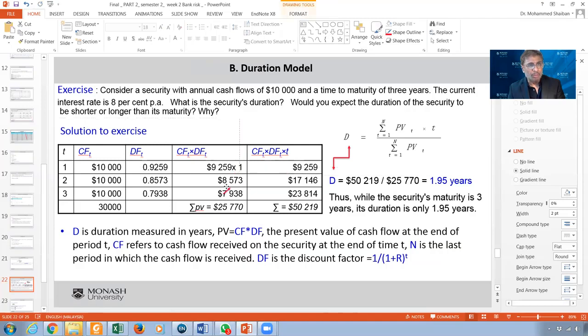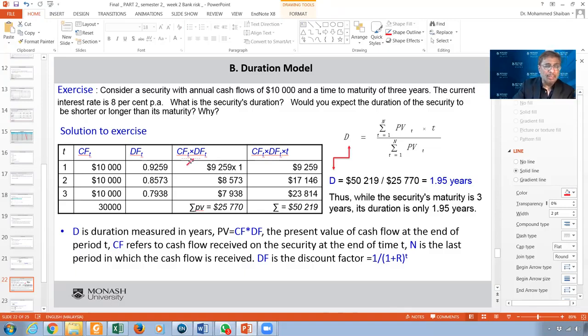So 9, 2, this is times 2, 70,000. This is times 3, which is 23,000. So you will make here times 2. For example, if you want to know, this is just times 2, times 3, and you add them up and you divide this by this. So you divide the summation of those cash flows times the discount factor times T, divided by the cash flow times the discount factor.